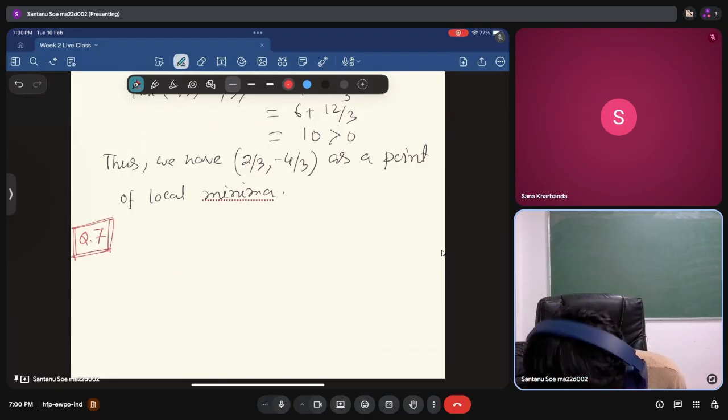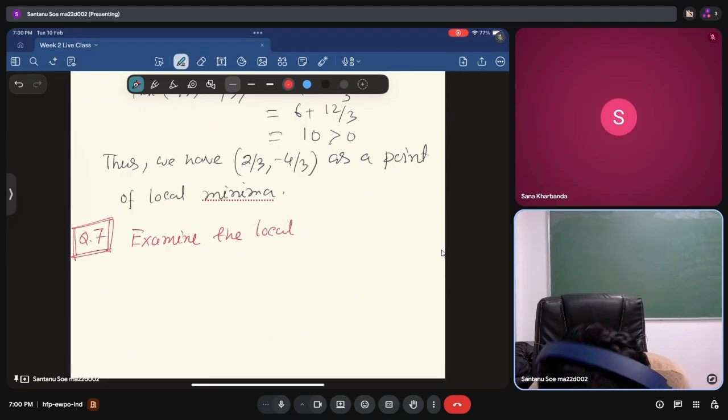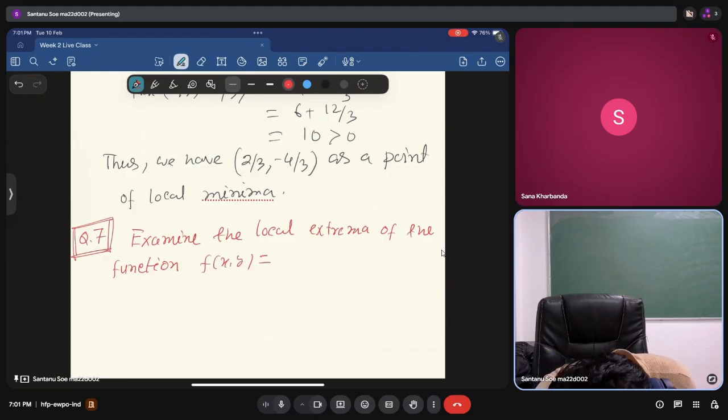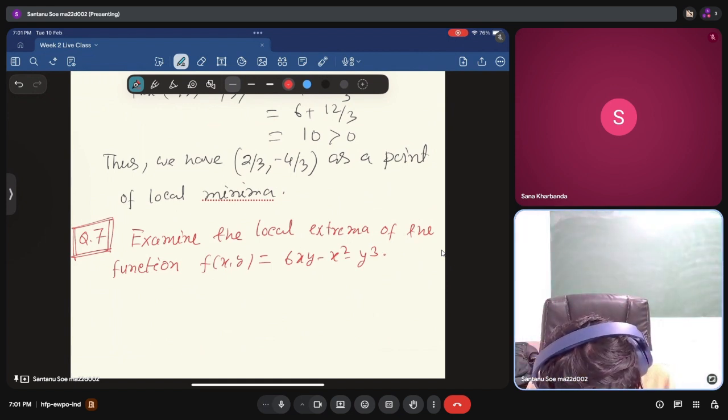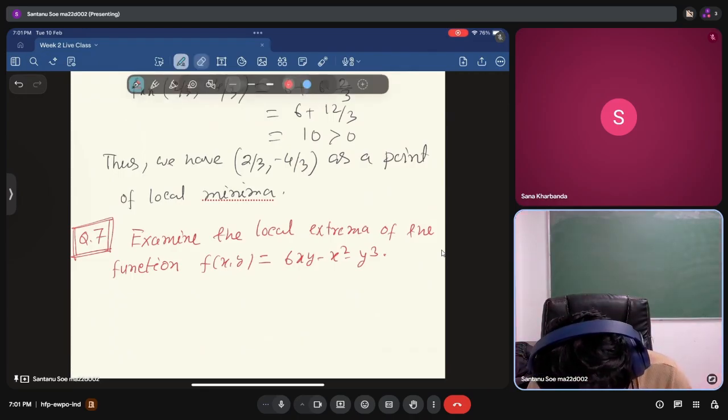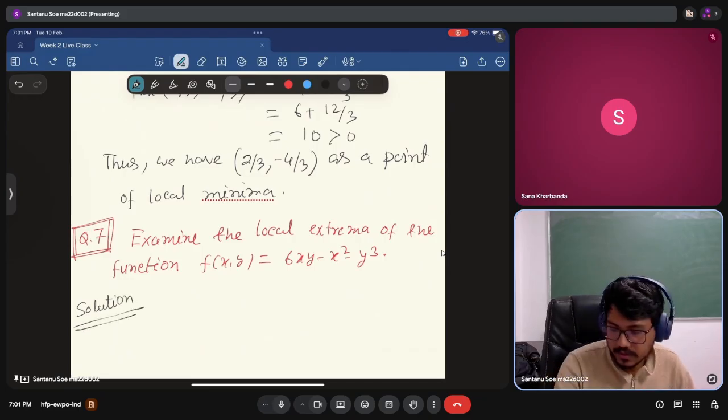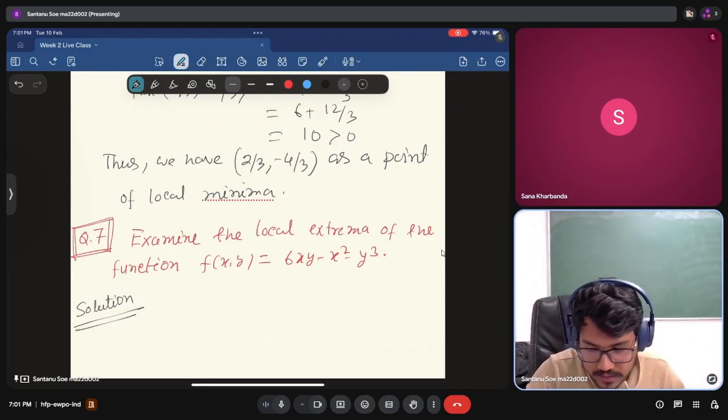Okay. Examine the local extrema of the function f(x, y) equals 6xy minus x square minus y cube.